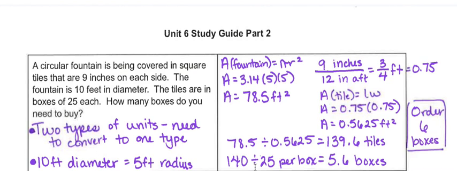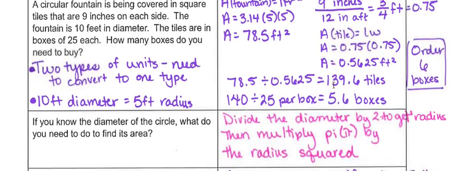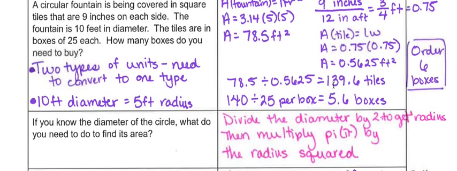So I need 140 tiles divided by 25 per box. This is going to take me 5.6 boxes. Now, even if this were 5.00001, I would still need to order 6 boxes because we can't order half of a box. And if we only order 5 boxes, you won't have enough. So you do need to round up and order 6 boxes. And that's the answer.